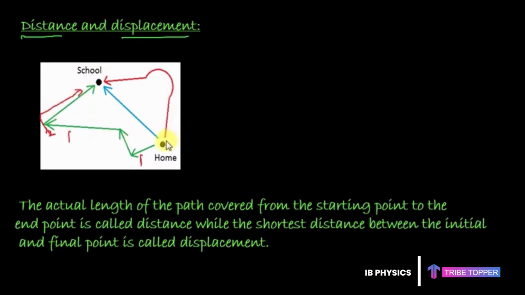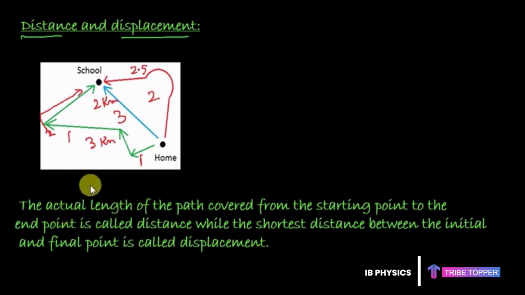Another option is that you can follow this path to go to school, which might be a little shorter than path 1. But the shortest distance between your home and school is this, the path number 3, which you're not taking for whatever reasons. But in every case, you see that the length of the path you're following is different. So this is path 1, the length might be, say, 3 kilometers, and you took the path 2, then the length might be 2.5 kilometers, but the shortest distance between your home and school is actually 2 kilometers. So what is the distance here and what is the displacement?